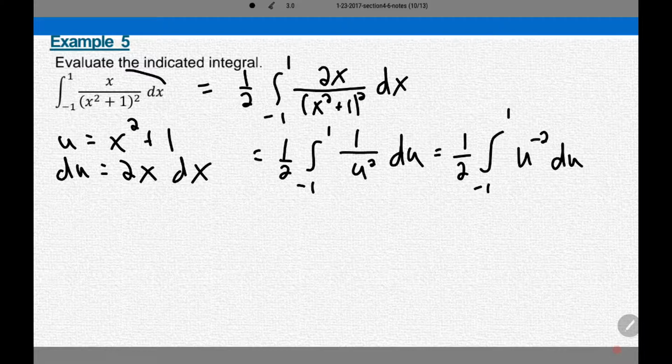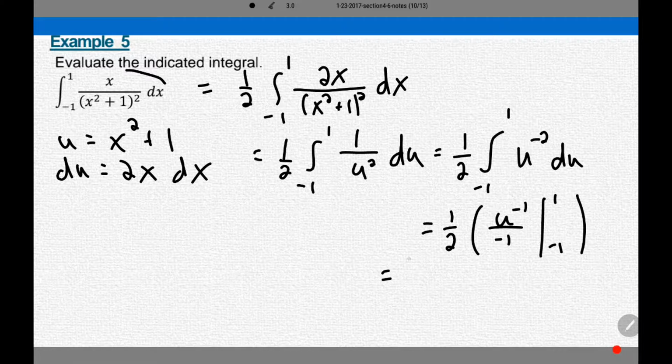And the only thing that's different this time is we've got a definite integral, so I'm doing 1/2, and then I've got my little antiderivative, so I'm adding 1, so that's u to the -1 power over -1, and I'm going from -1 to +1 on that antiderivative. So I'm doing the exact same thing now that we did last section with the fundamental theorem of calculus, and I'm going to change that u back to my x squared plus 1, and we're going to evaluate from my endpoints.